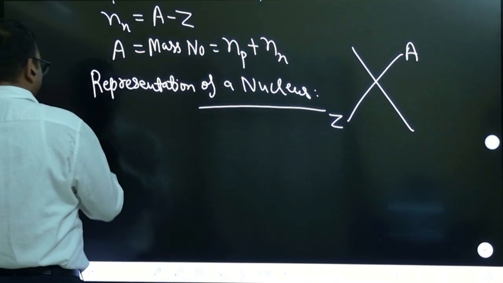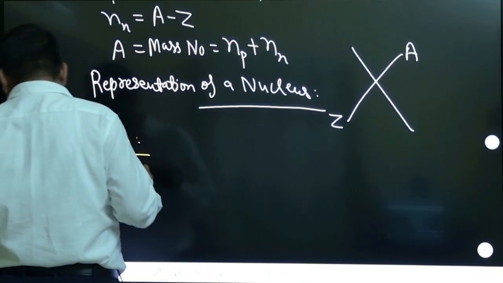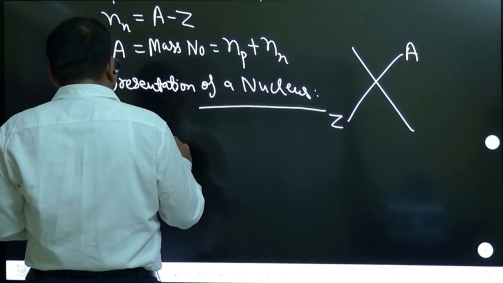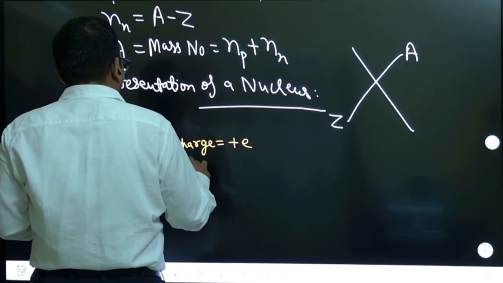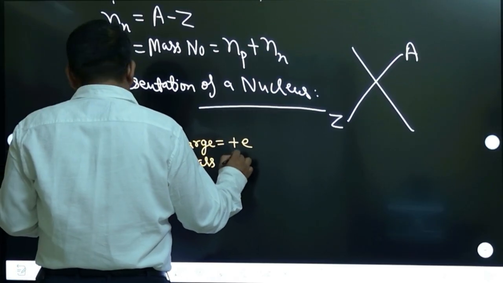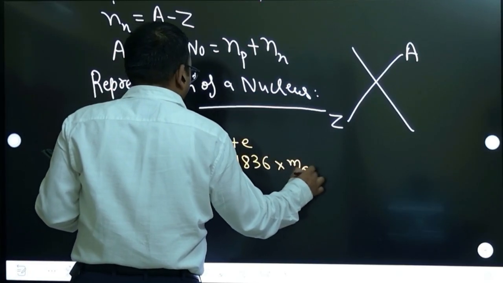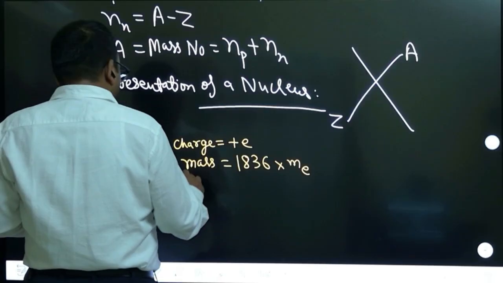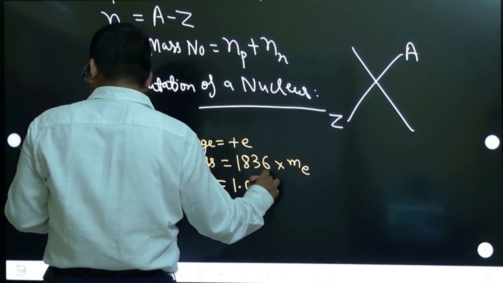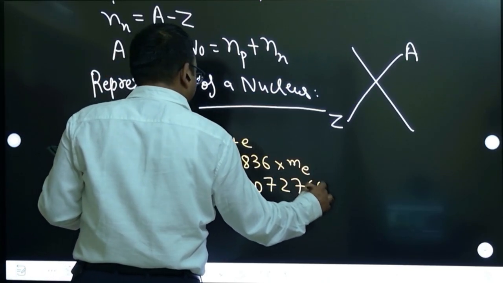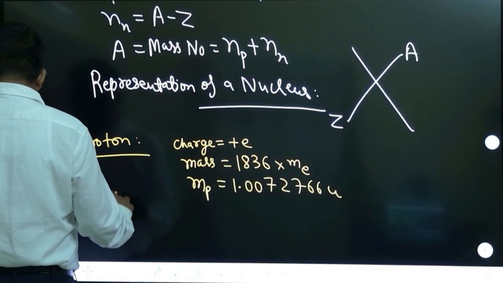Okay. Now let us go a little bit into detail about the protons and neutrons. So let us note about proton. For proton, we should know the charge. What is the charge of a proton? Plus e. What is the mass? The mass of a proton is nearly 1836 times the mass of an electron. Okay, and the mass of proton, if you calculate, comes 1.0072766 u.